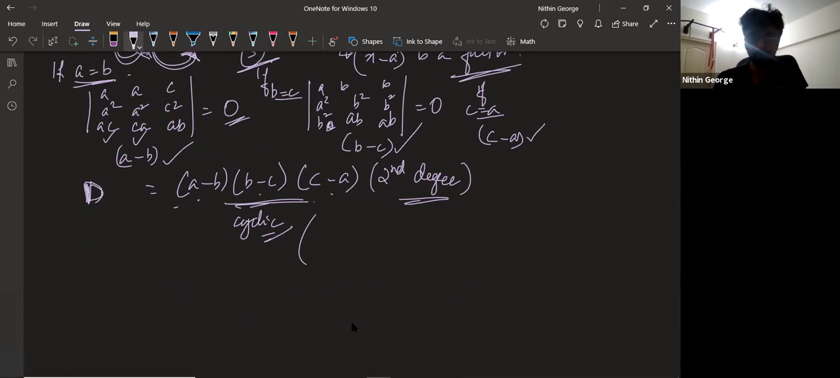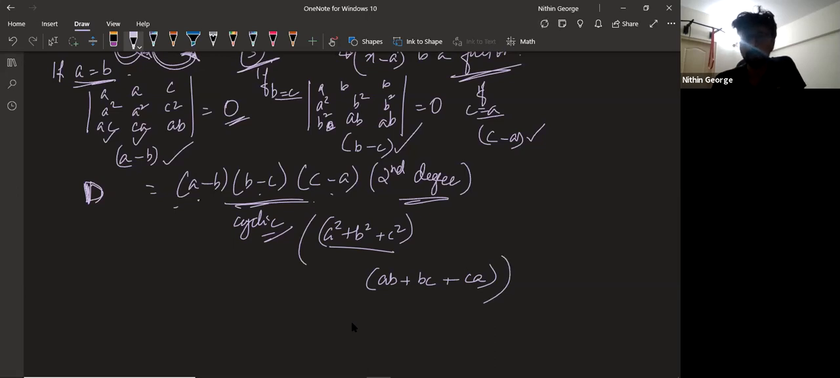So that can be done as A square plus B square plus C square. So then it's symmetric. Or it can be done as AB plus BC plus CA. Is there any other way in which you can make it symmetric? Okay, so it can be either this, or a combination of both when it comes to symmetric.